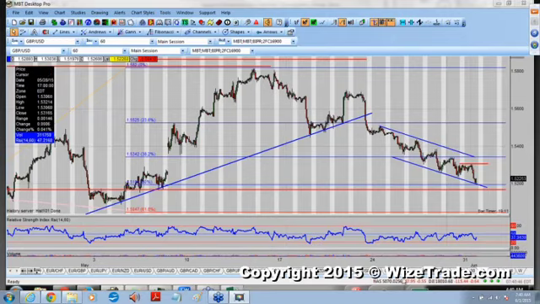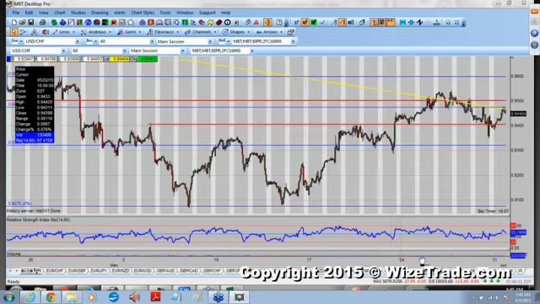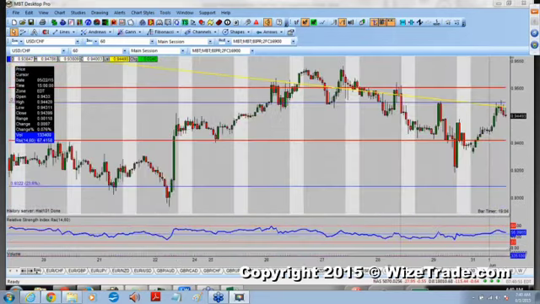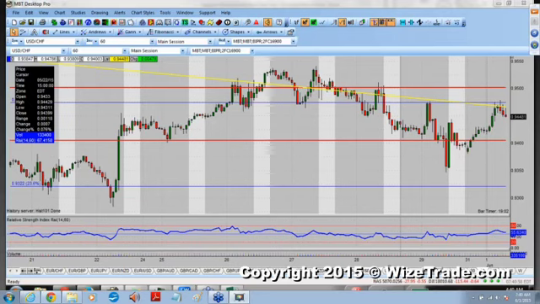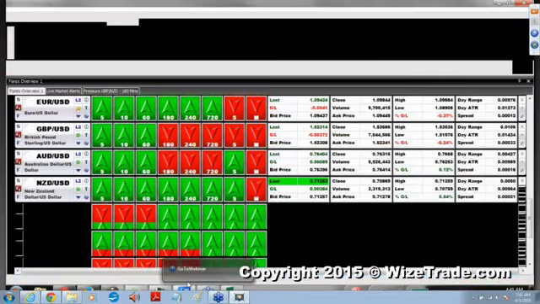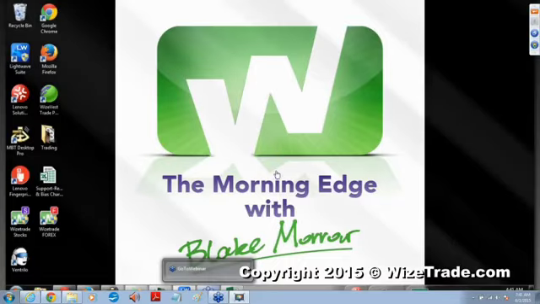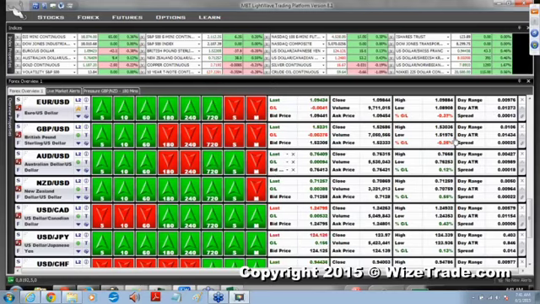Let's go take a look at the Swissy. So the weakness in the Swiss franc, you know, with this reaction. I mean, look at the cable. What a bounce off of there. Damn it, I was hoping it would go a little lower before I bought it. This thing's already starting to jack higher. I'm not in it, obviously.